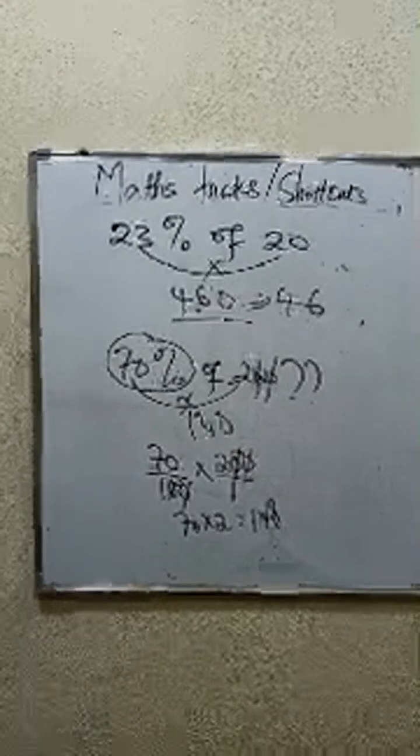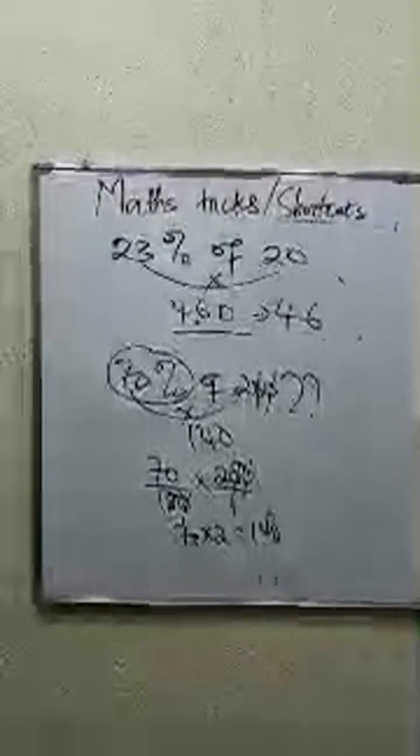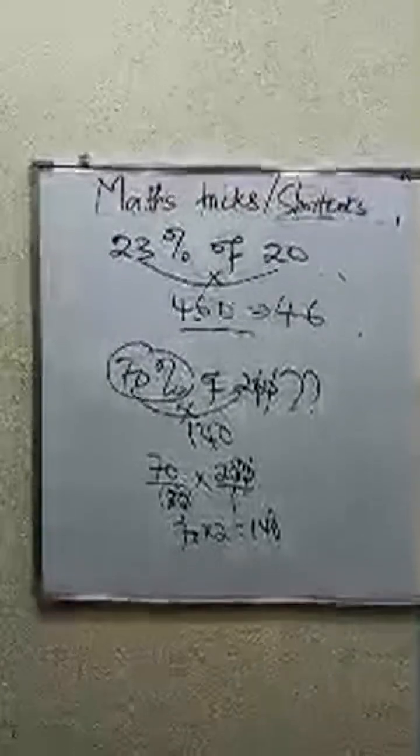Who is telling me 0? 7 times 2 is 14. Then you add 0. That's also a good method to use.